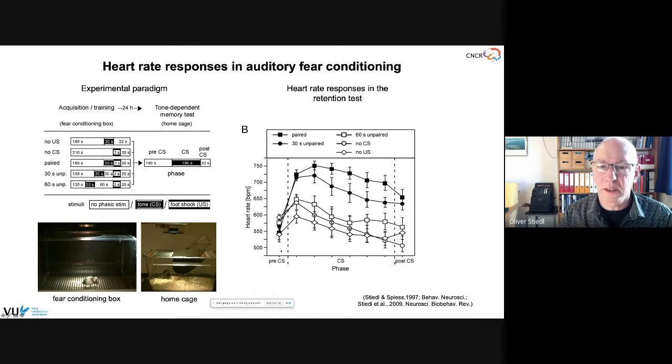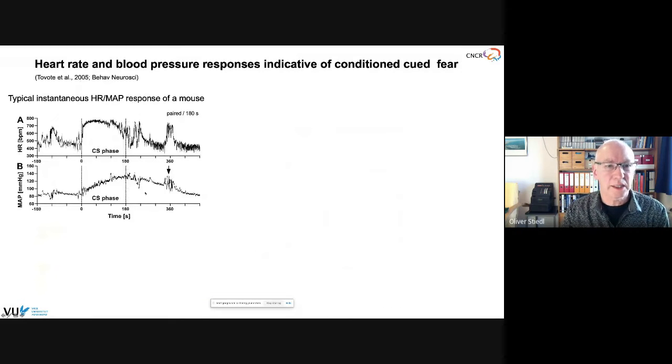And what you can nicely see is the baseline heart rate of the mice is in the range of 550 to 600. And once the tone gets on, the animals that have been exposed to the paired tone and shock, or the 30-second unpaired, which is trace conditioning shock, show a massive acceleration close to 750 on average. And then slowly during the tone presentation, it falls off again. Here is a classic example of an individual. The tone gets on and you have this massive increase. If you measure the blood pressure, it comes with a delay.